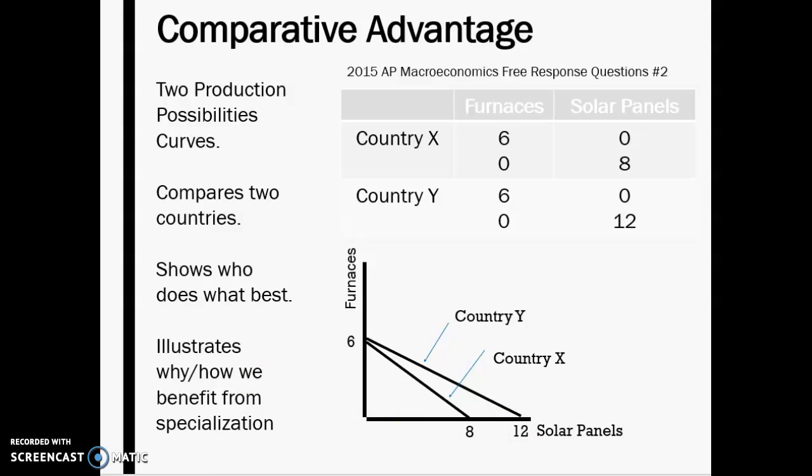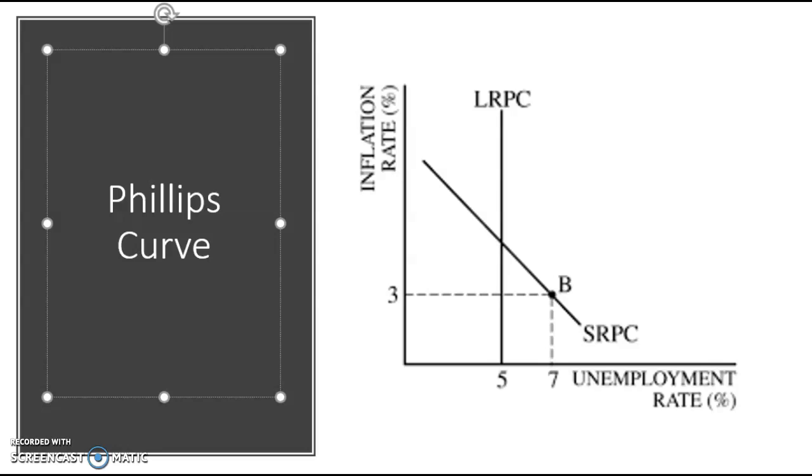Just a reminder, the Phillips curve is the graph that shows the relationship between unemployment and inflation. If unemployment is high, in this graph it's 7%, the inflation rate is 3%. If unemployment is low, let's say 2%, maybe you would have an inflation rate of 6%. So that's the relationship between unemployment and the inflation rate. I highly expect this to be on the AP Macro exam on May 21st.